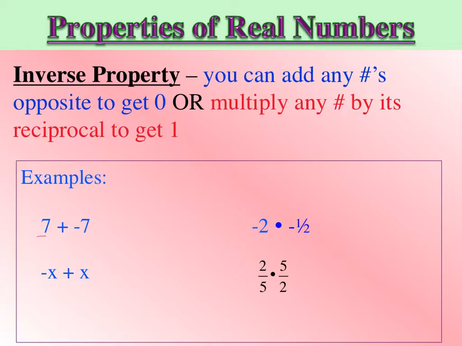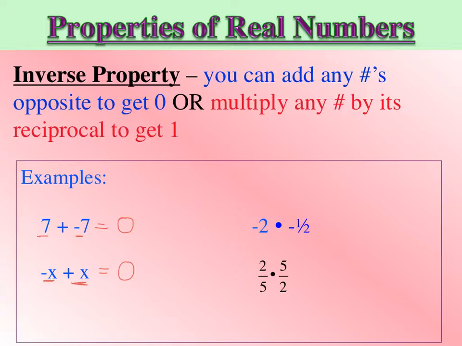So addition means you take a number and then you add its opposite. So if we start with 7 and then we add -7, our answer would definitely be 0. If you start with -x and you add +x, then your answer again would be 0. So inverse of addition is just adding opposites, and we're making 0 pairs basically.